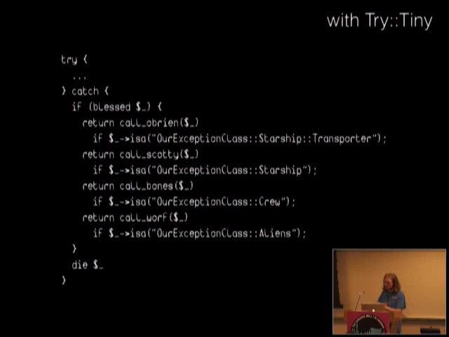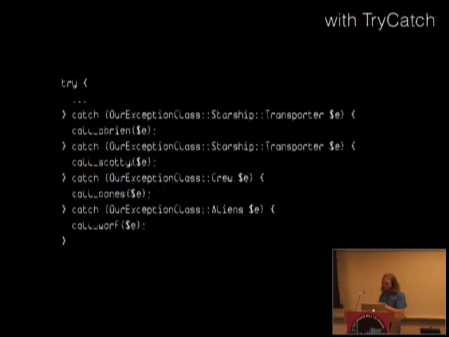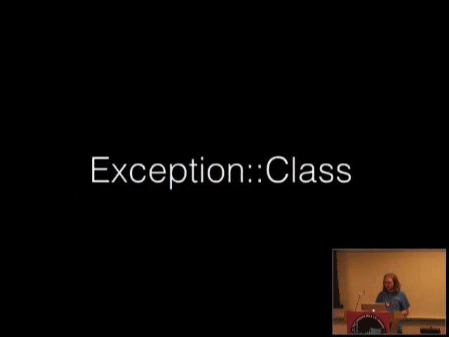This is what it looks like with Try::Tiny. With Try::Catch, it's a bit cleaner. I just catch if the exception is of this class or this class. Now, the thing to notice here is that I'm catching things like the warp drive breaking. I'm catching things like the Klingons attacking, because Worf is catching all subclasses of aliens. So I don't have to specify every single class. This kind of thing is very common, and you'll note that it's very verbose.